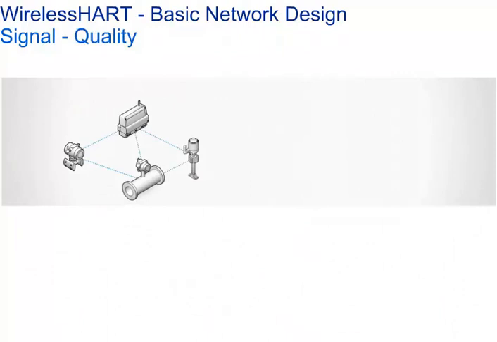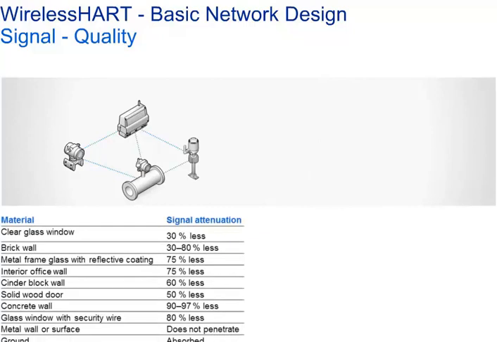Additionally, the signal gets attenuated by the material it must pass through. As you can see, signal strength can decrease significantly if there are brick or concrete walls between the field device and the gateway. Ground and metal surfaces absorb the signal, which reduces the wireless communication link. But how do you rate the quality of a signal path?